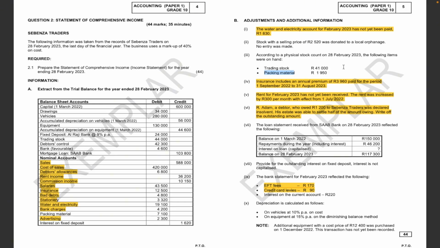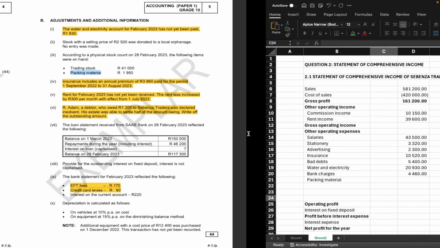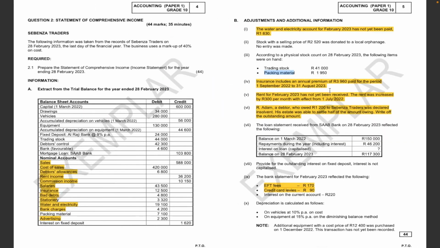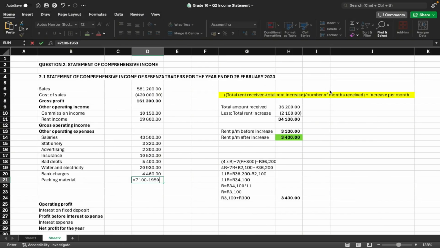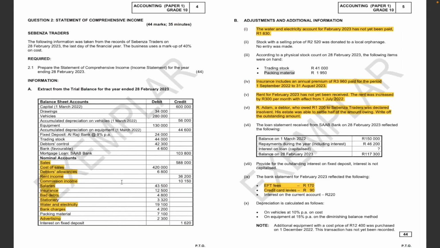So we need to remove this 1,950 rand from this 7,100 rand. So it's going to be 7,100 minus 1,950, which is packing material left at the end of the year, and it will go into our balance sheet. But we are only asked to do the income statement in this case. Easy enough. Like I said, you may be given stationery or printing and stationery, and you're told that stationery on hand at the end of the financial period was such and such an amount. You need to remove it from the rest of the amount that you're given in the trial balance or the pre-adjustment trial balance. So let's highlight this one and also make sure we highlight here.